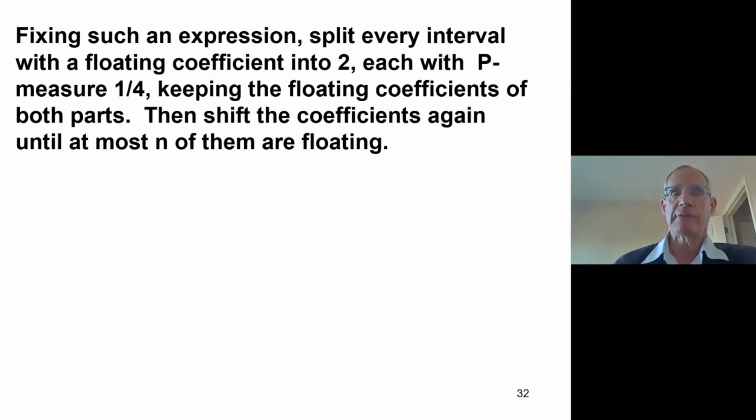Now, once we have such an expression with at most n floating coefficients, we look at each interval with a floating coefficient and we split it into 2 equal parts. So each of them will now have p measure, this total measure. Before it was 1/2, the measure now will be 1/4. We split it into 2 halves, and we keep the same floating coefficients for each of the halves. Okay. So now we increase the number of intervals, but still the linear combination that we have exactly gives us the vector 1/2, everything. And now we can shift the coefficients again until at most n of them are floating.